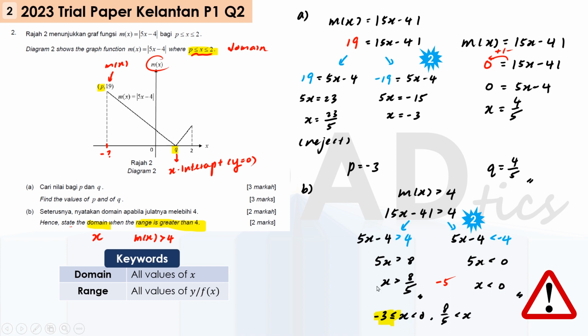Same goes to this one as well. For x more than 8 over 5, x can be 3, 4, or 5, but in our graph, it only goes to 2. So this means 3, 4, 5 cannot be our answer. So what we need to do is similar to this one as well. We just add another condition from the domain, which is x must be less than or equal to 2 at the back. So this would be our final answer.